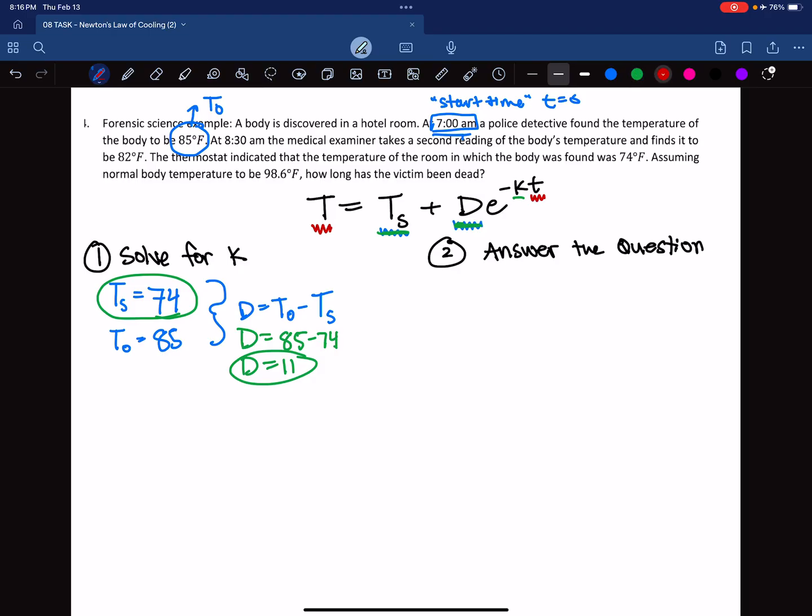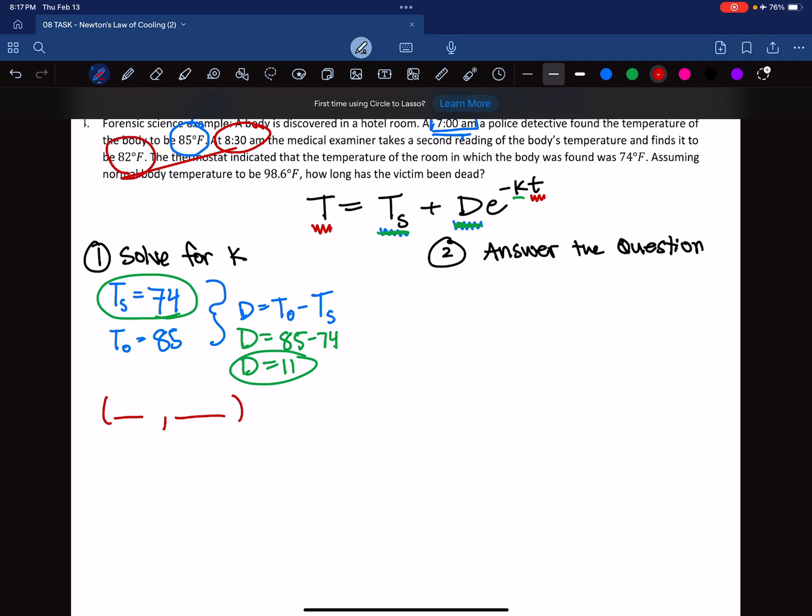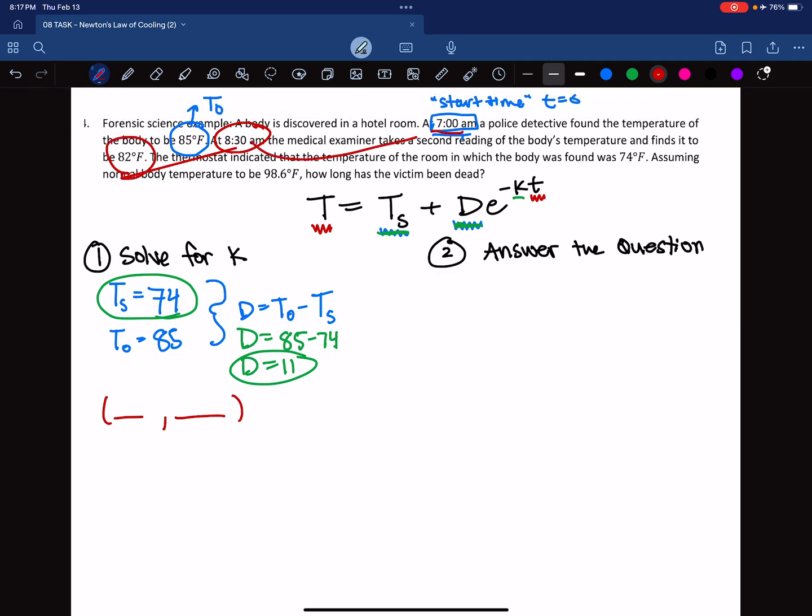Okay, what else do we need? We need a time-temperature ordered pair. So right here at 8:30, there's a time and then a temperature taken at this time. Well, we can't really plug in 8:30. So here's what we're going to do: we need to do elapsed time since 7 a.m. And so 8:30 is 1.5 hours later. I suppose you could do 90 minutes. Either way, I'm going to go with hours. So I've got 1.5 hours and 82 degrees.